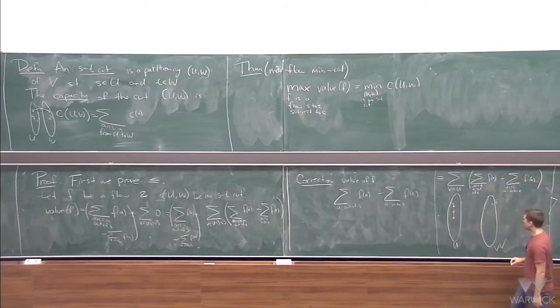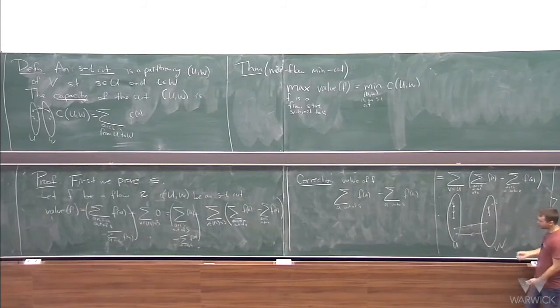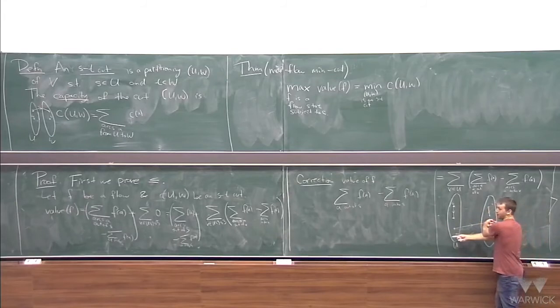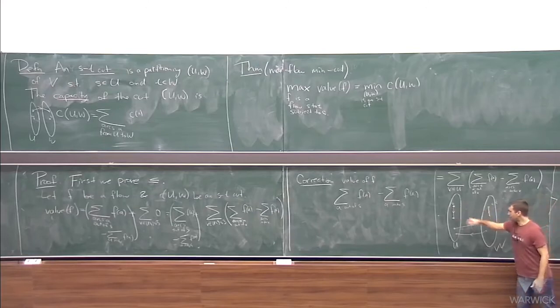Now, in this sum, there are two different types of arcs that appear. In the whole digraph, there are sort of four types of arcs. There are arcs completely inside of U, arcs completely inside of W, arcs going this way, and arcs going that way. An arc inside of W is not appearing in this sum anywhere, because it doesn't go out of or into any vertex of U.